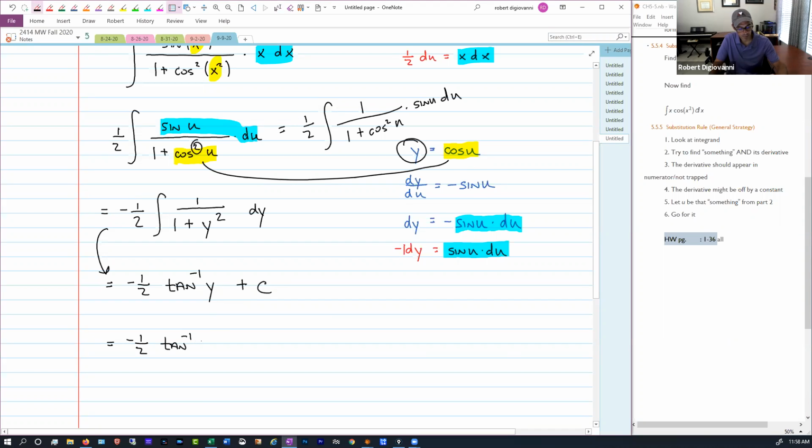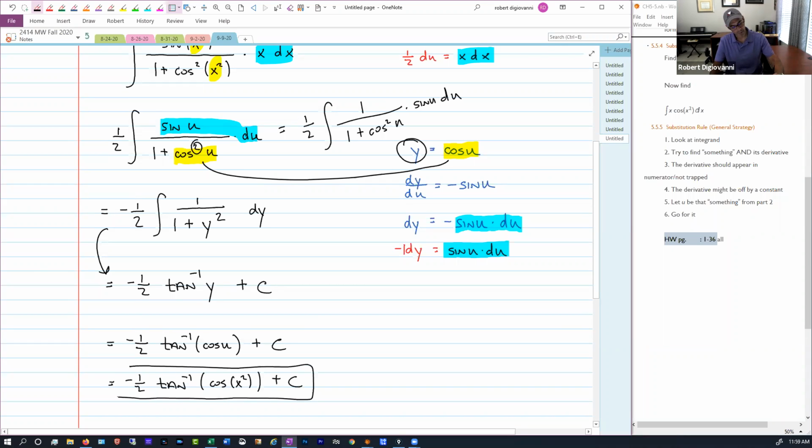Replace it with cosine u. And then I should go into that and replace the u with what? X squared. Okay, so I just substituted back what was y, then what was u? Got it. Bam, there it is.